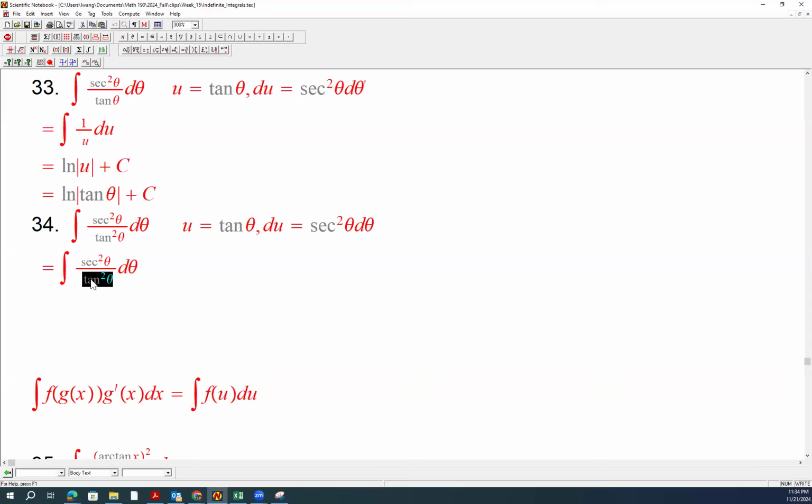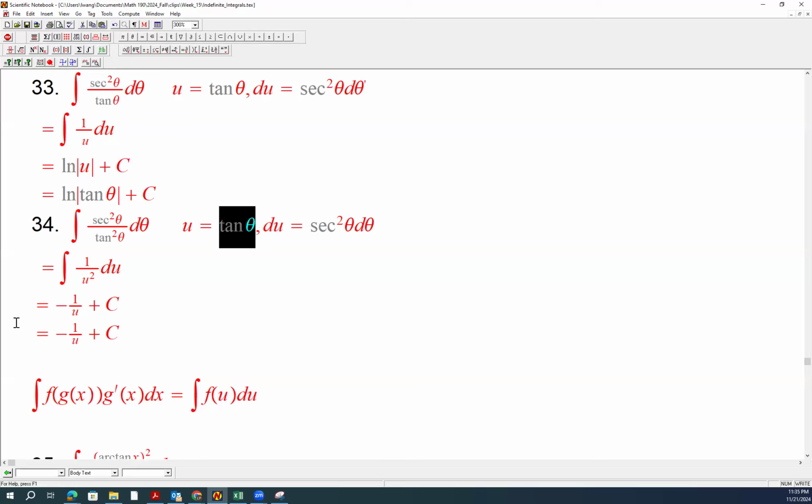So this is a u squared, and this is a du. And the antiderivative is negative 1 over u. Or you can use the power rule, however way you get it. Plus c, I'm sorry, plus c. And in the end, substitute.